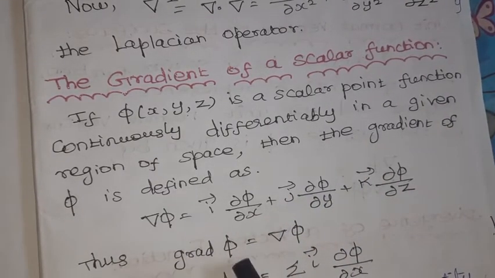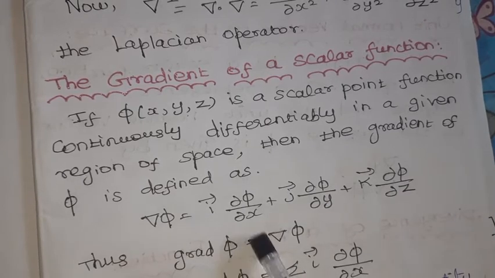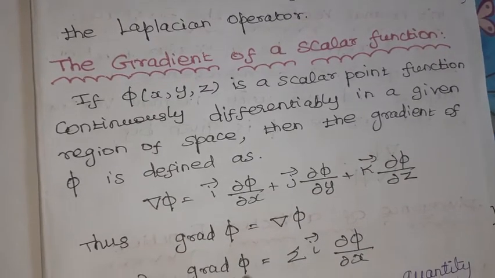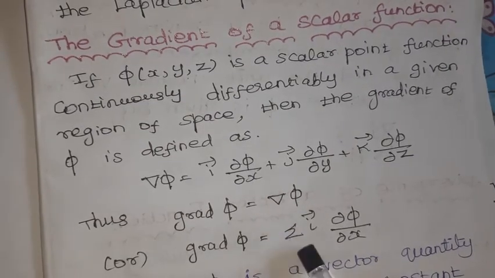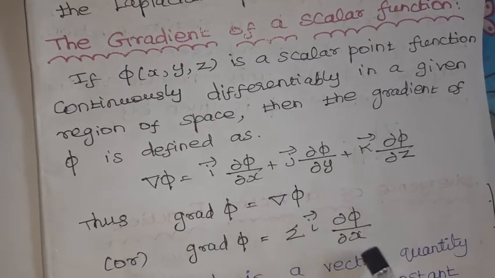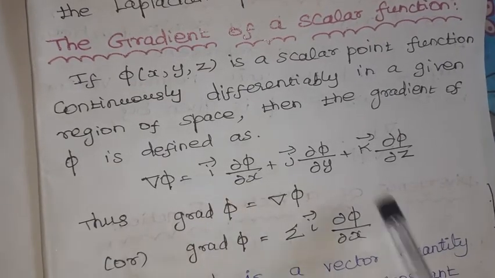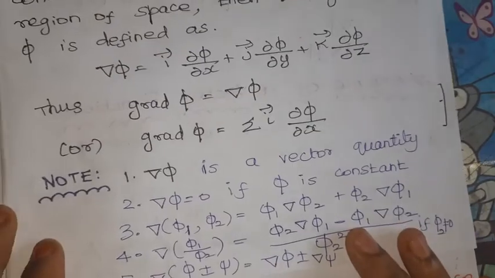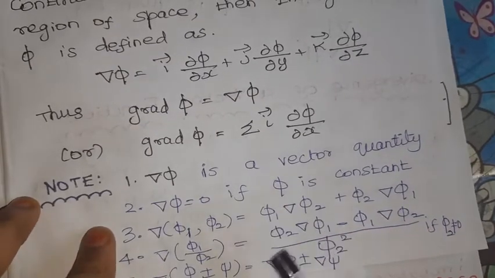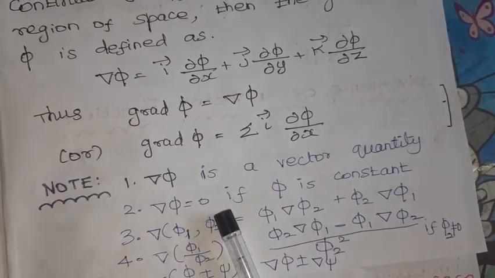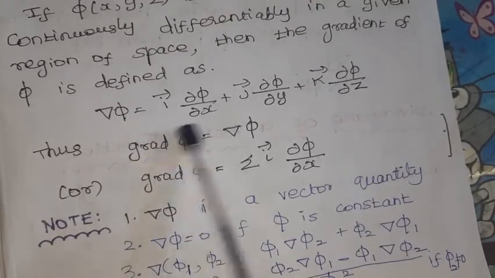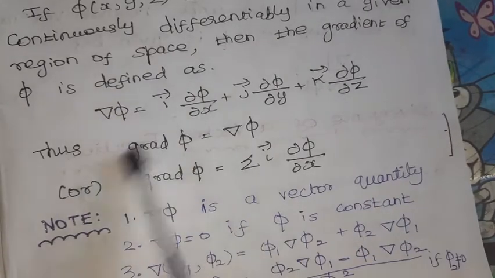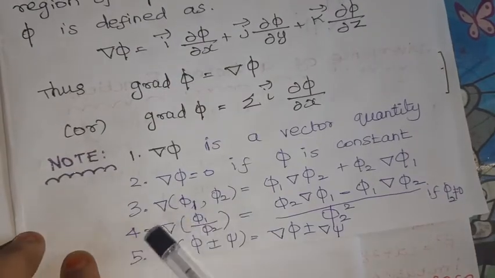Thus, grad phi is equal to del phi. Grad phi is denoted as del phi, or grad phi is nothing but the summation of i vector into dou phi by dou x. So, when we expand, we will get this. Then note, del phi is actually a vector quantity. This is very important. Del phi or grad phi is a vector quantity. When we do this expansion, we will get only the vector.